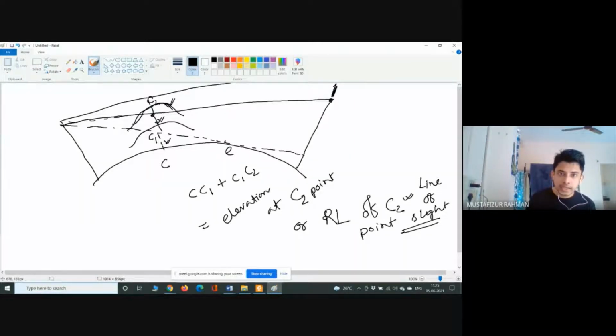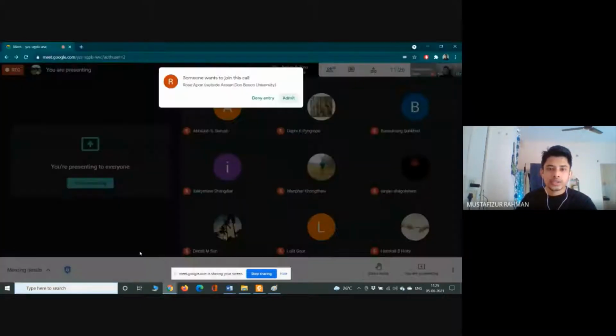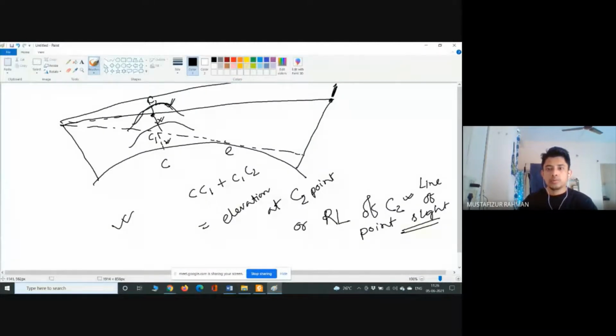And then we will again do another set of similar triangle calculations to find out the required height of the signal. Okay, so that way you try once more. Is it clear? If not clear, please let me know.